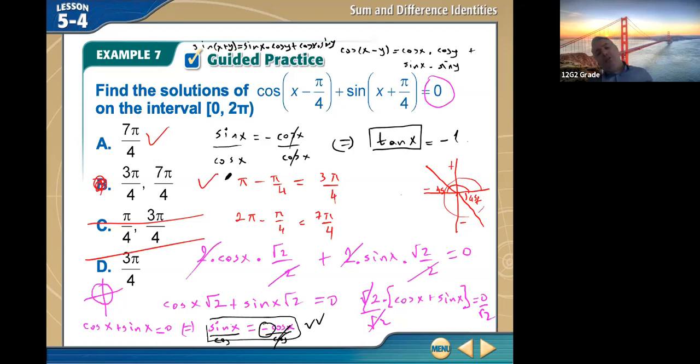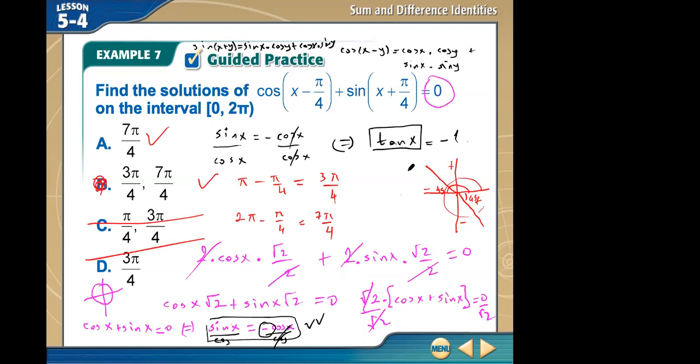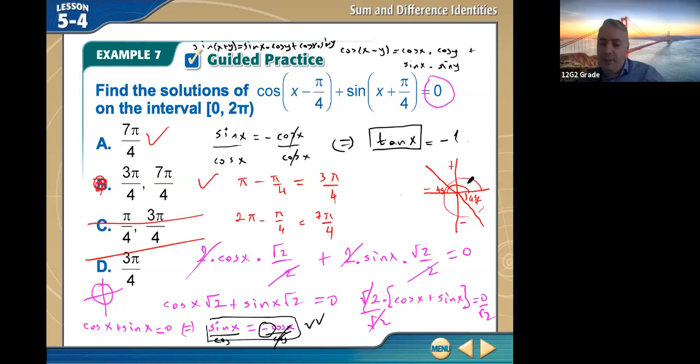Now, what can you do, by the way? If this seems difficult to draw to get -1, you can use the calculator. Where sine of x is negative cosine of x, first of all, sine of x is positive and cosine of x is negative. It means it must be in the second or the fourth quadrant.